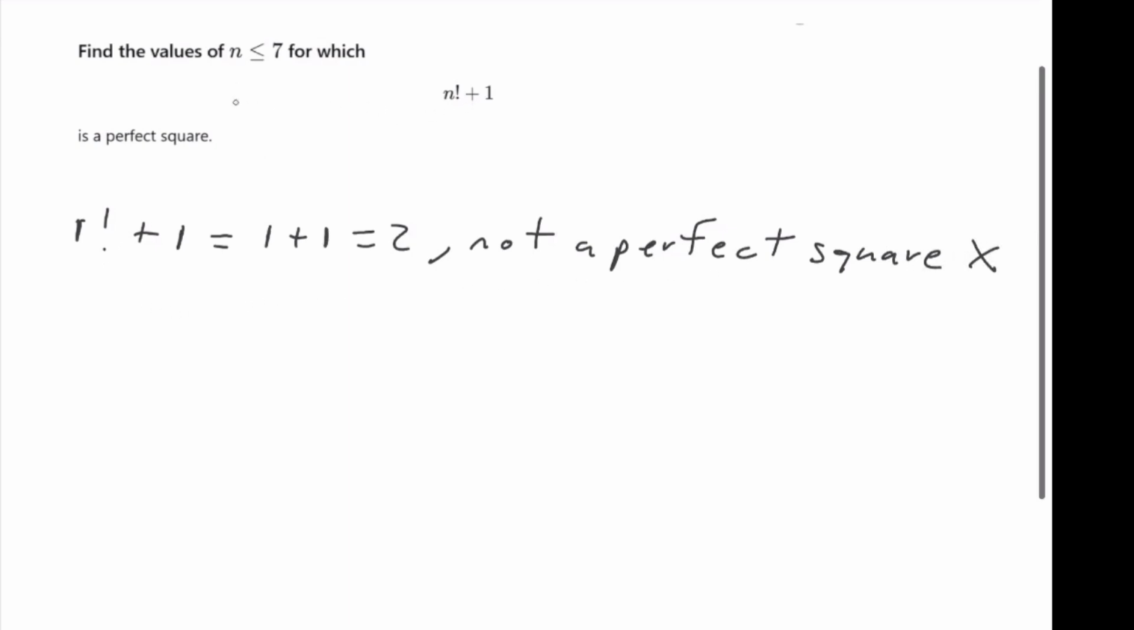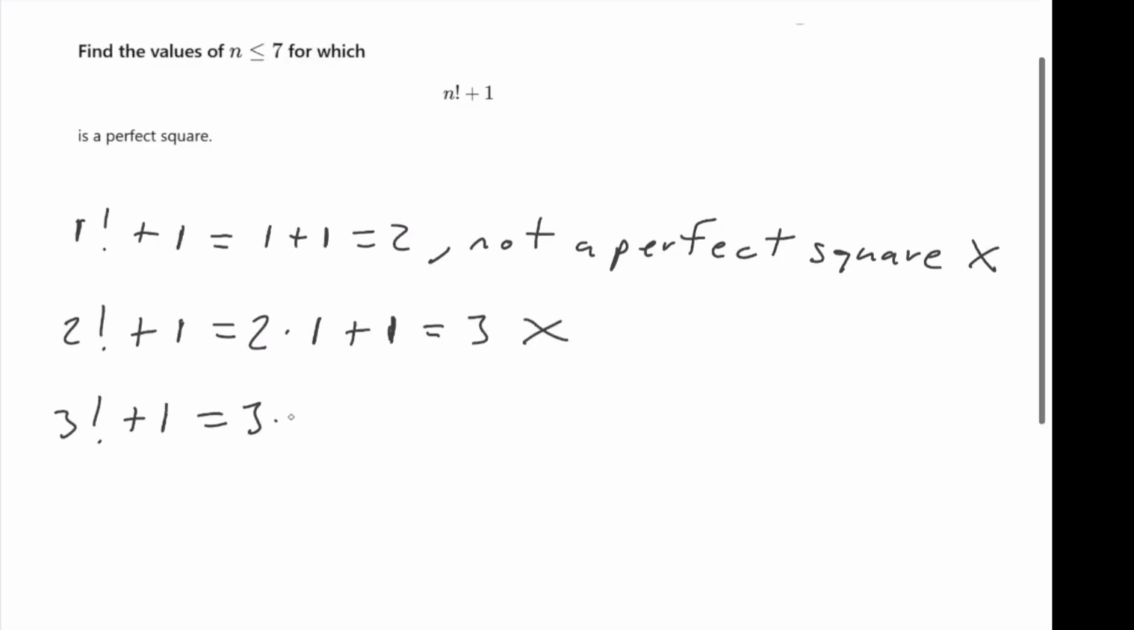All right, so let's look at the next one, which is 2 factorial plus 1. This is equal to 2 times 1, plus 1, which is equal to 3, and that's not a perfect square, right? So 3 factorial plus 1, which is equal to 3 times 2, plus 1, which is equal to 7, which again is not a perfect square.